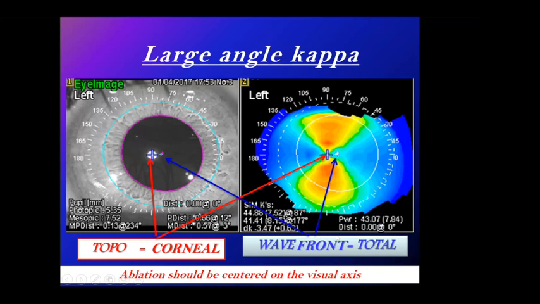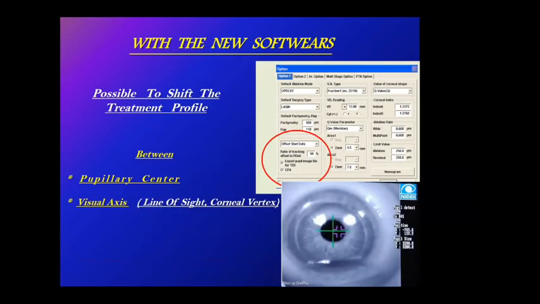But if you do wavefront, it goes by default into the center of the pupil. So if you are going to use wavefront, you have to shift the treatment from the center of the pupil to the visual axis. And this is not really a problem. On all the machines now, you can shift the treatment from the center of the pupil to the visual axis. And down here, this is exactly what you see in your surgery. This is the center of the pupil, and here is the treatment. You can see it is shifted.